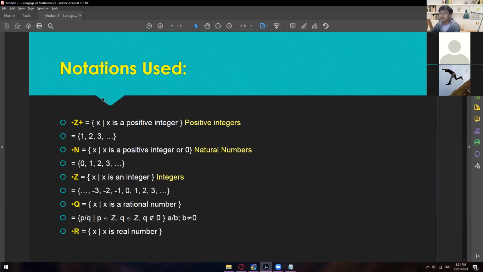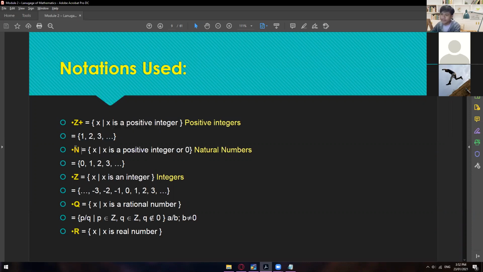All right, so here are the other notations that are being used for sets. We have Z plus, Z, Q, and then R. For Z plus, as you can see, it's indicating positive, and Z here is an integer. If you combine those two, it means positive integers only. So where will we start? We will start at number 1, not at 0. If it's Z plus, positive integers, then we start at 1 and increment by 1 to infinity.